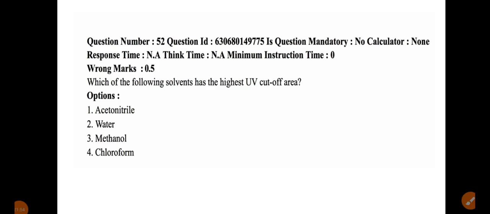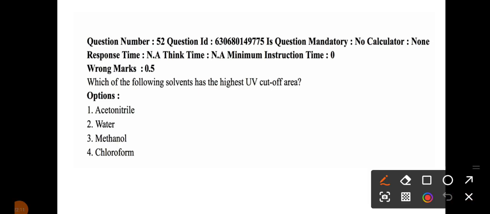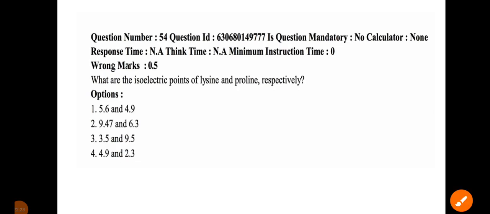Which of the following solvents has the highest UV cutoff? The options are acetonitrile, water, methanol and chloroform, right? So which has the highest cutoff in UV? That is chloroform, right? Because acetonitrile, water and methanol are very polar solvents. So chloroform is the answer here.